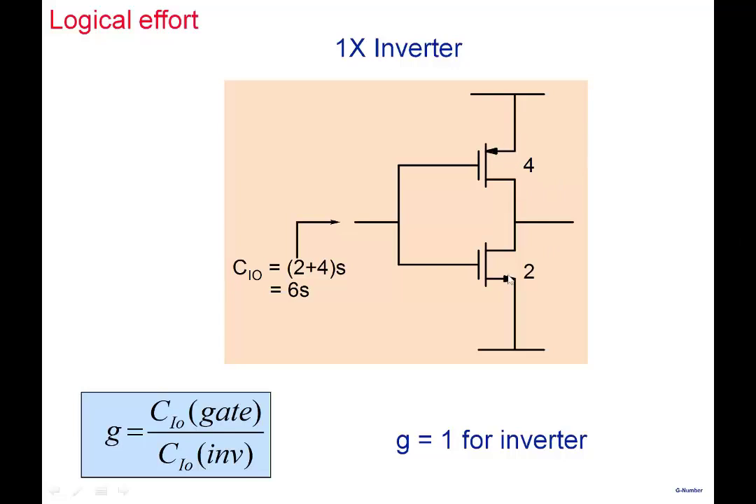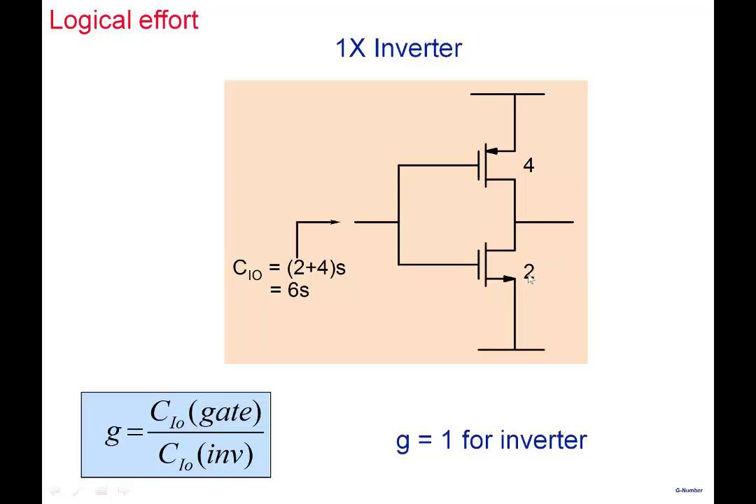Size 1x inverter. What is this input capacitance? Well, we are doing a simple calculation. The input capacitance of this particular inverter would be proportional to the width. Let's say this width is 2 and this width is 4. So the input capacitance of this particular inverter, we can call it a 4.